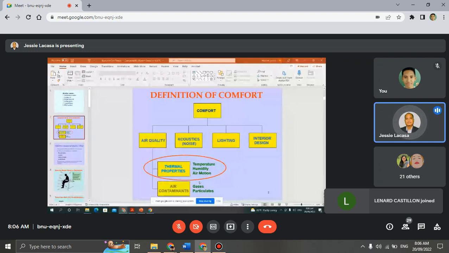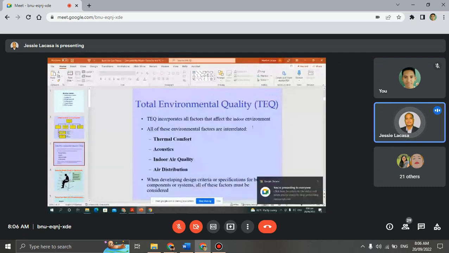then for the total environmental quality, TEK incorporates all factors that affect indoor environment. So all of these environmental factors are interrelated. So mao ni katong upat ka factors for human comfort: the thermal comfort, the acoustic, the air quality, and air distribution. So when developing design criteria or specifications for building components or systems, all of these factors must be considered. Okay? So we have to consider all of these as the design criteria when designing an air conditioning system.